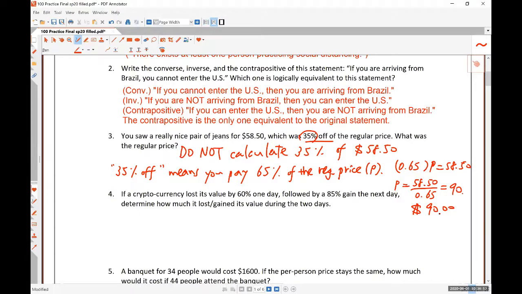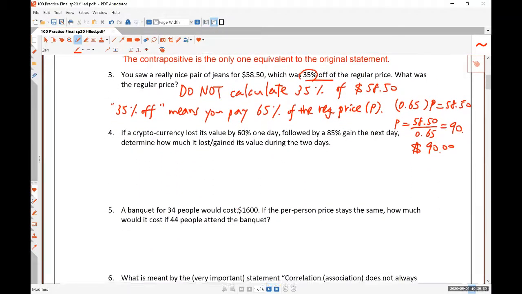Right? So remember, $58.50 represents 65% of the regular price, which we do not know. So the appropriate question here is: 65% of what number is $58.50? And the answer, anytime you're looking for a reference number, you always divide by the percentage to get that reference number or the base number.